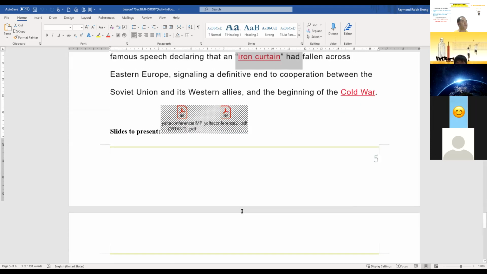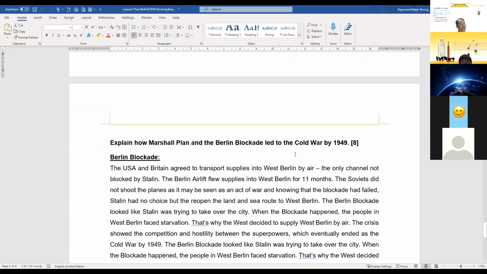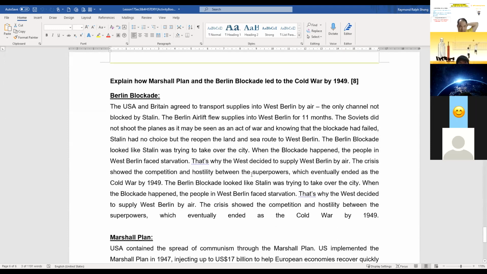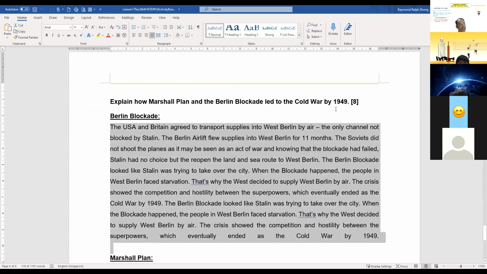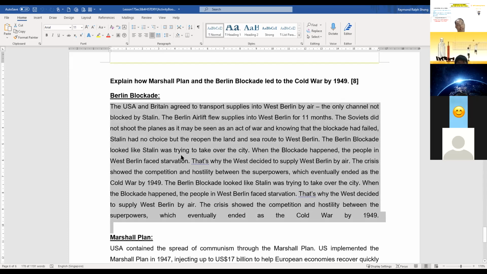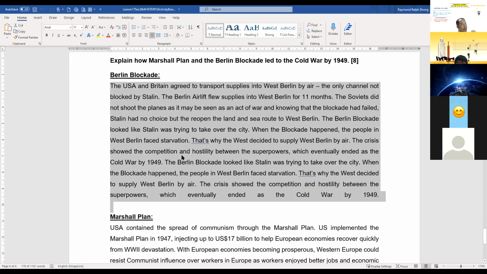Okay, so let's move on again. Explain how the Marshall Plan and the Berlin blockade led to the Cold War, 8 marks. Okay, so we just read through first. Ethan, can you read this paragraph first? This is to help you lah. In case you have these 8-mark questions asking about the Marshall Plan and the Berlin blockade, we will talk about the Berlin blockade first. Then Rayton, you will talk about the Marshall Plan. Okay, let's go.